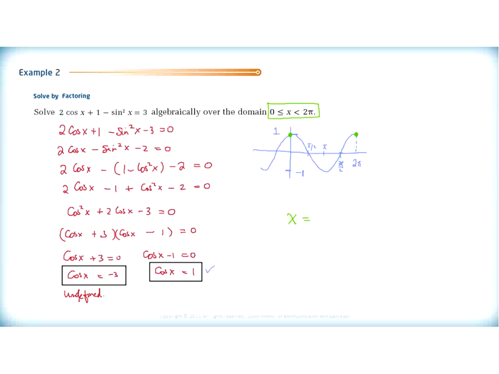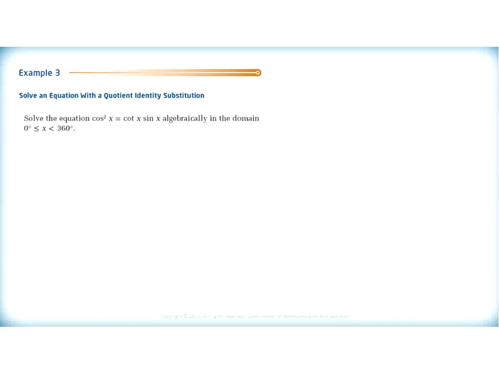However, if you look at your domain, it specifies that our value of x has to be between 0 and 2 pi, including 0, but not including 2 pi. So the only solution to this equation is x is equal to 0. Because 2 pi is outside of our domain. I'll just make a note of that here. 2 pi is outside the domain.